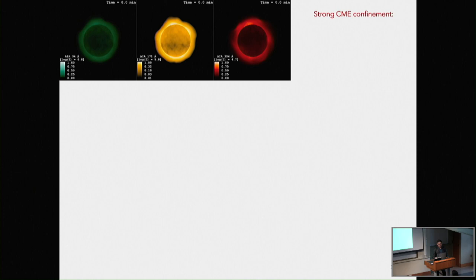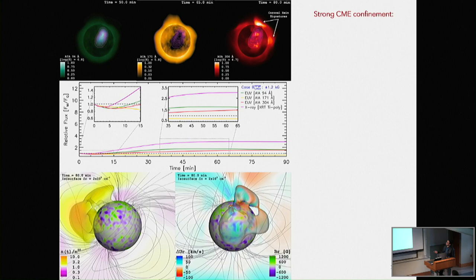This CME is not able to go anywhere, but it does generate some impact in the corona that's maybe detectable. This is again how all these diagnostics look. This is the light curve, and you can see the response of the corona is much slower. It doesn't look like a flare at all. It's just a little bit of a brightening, and all this material stays confined in the corona and eventually falls back into the star.